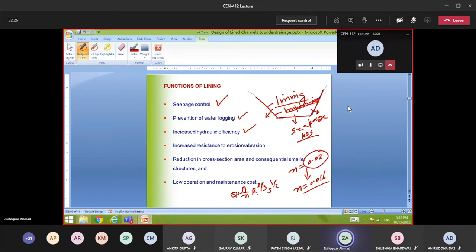Now, because your section is efficient, if you are passing the same discharge, the section will be smaller compared to your unlined channel. So there is a reduction in the cross-sectional area once you are lining the surface. Also, increased resistance to erosion and abrasion by the flowing water. This lining material will pose more resistance compared to the unlined. And once you have lining, your operation and maintenance cost will be less.